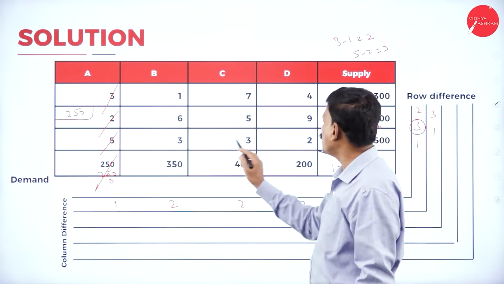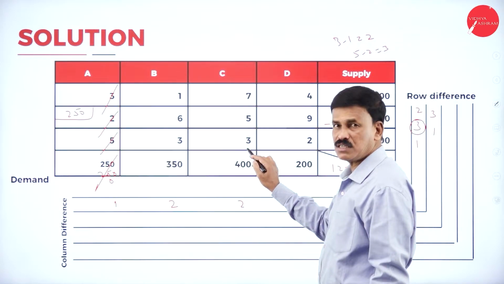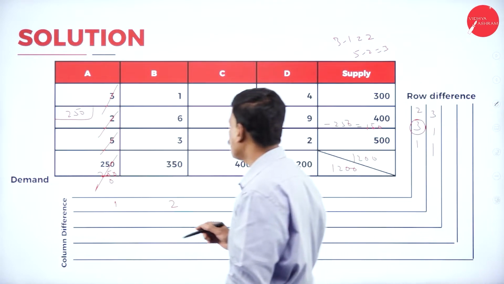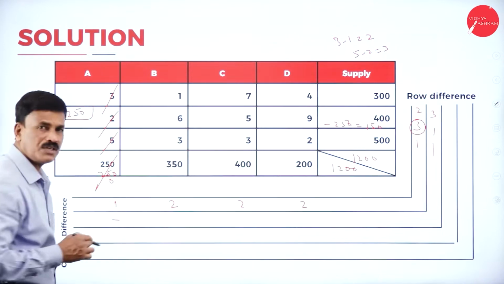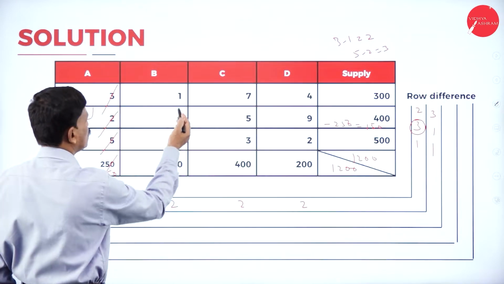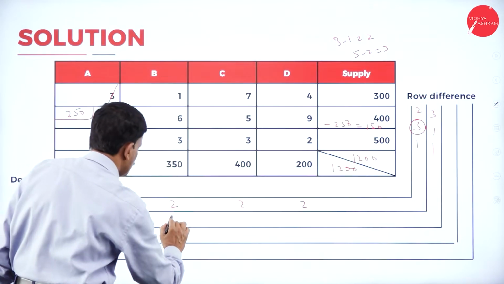And again, for the third row, the least value is 2 and the next least value is 3. 3 minus 2 is equal to 1. Whereas this column is cancelled, we can delete it. Now come to the next column. In the second column, the least value is 1, the next least value is 3. 3 minus 1 is equal to 2.